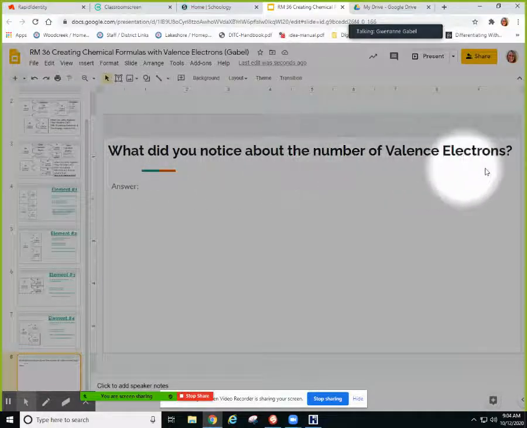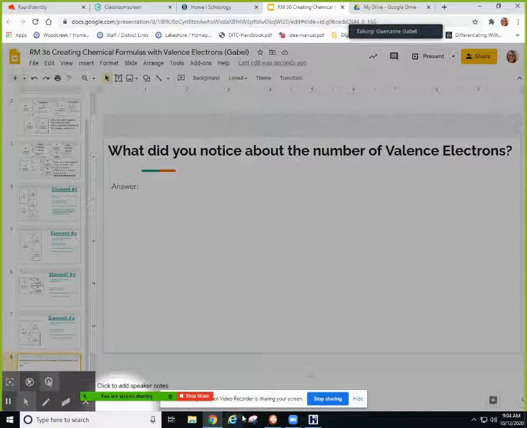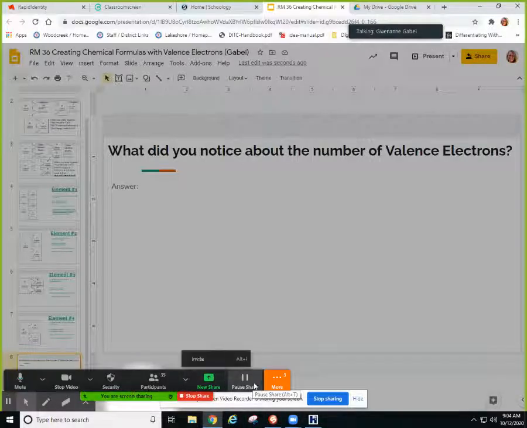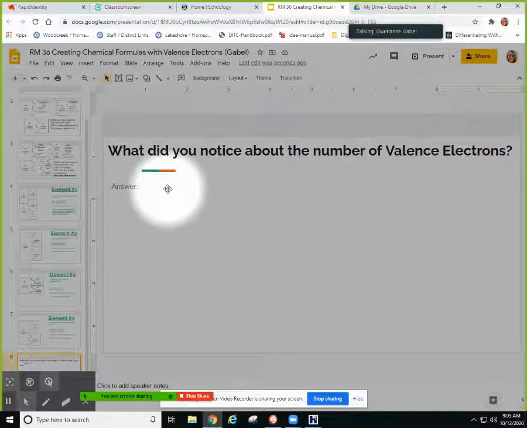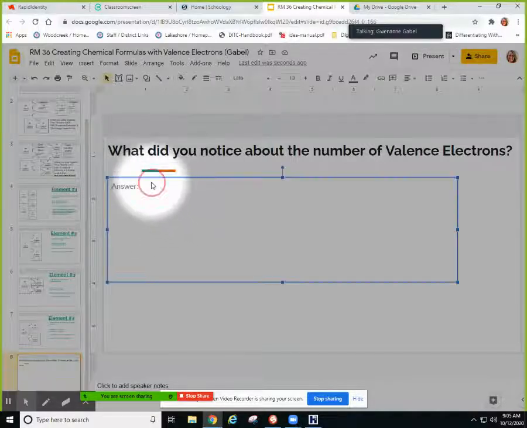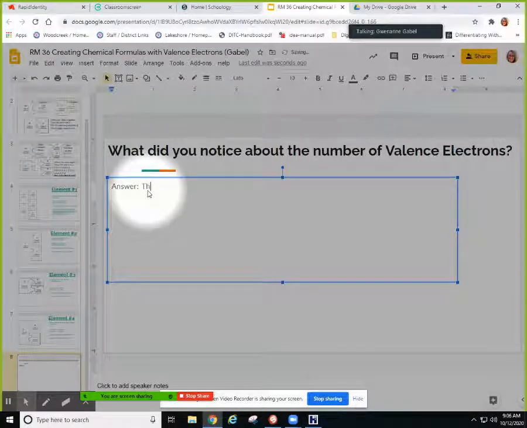What did you notice about the number of the valence electrons? So you guys can respond to that in the chat. What did you notice about the number of valence electrons? Okay, so I'm going to type that in. What did we notice about the number of valence electrons? They were always even. They were always multiples of 8. These examples always equaled 16.